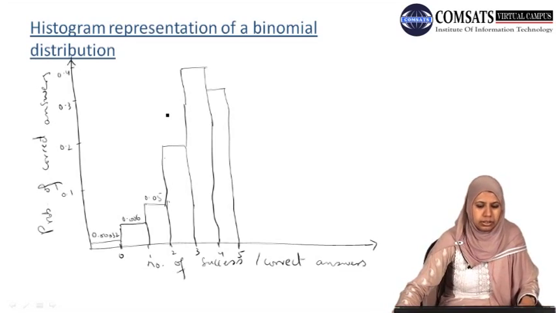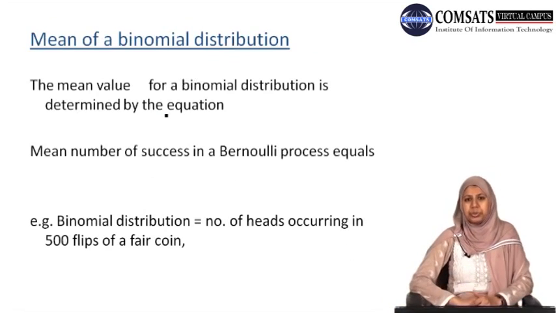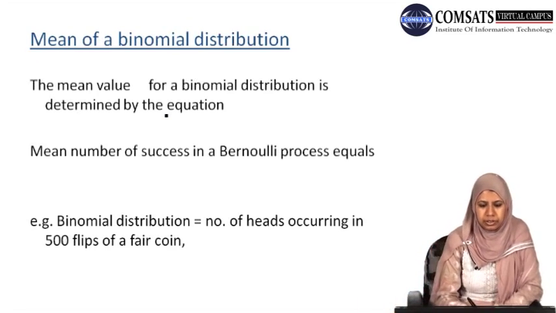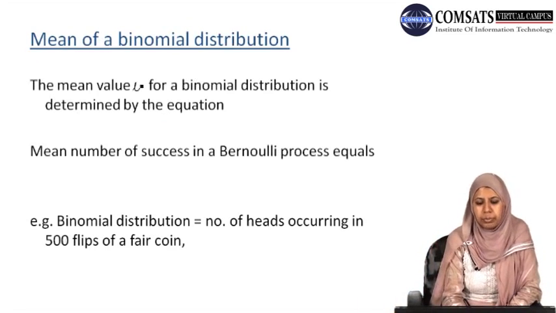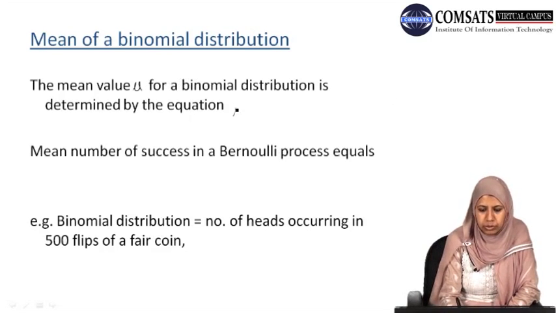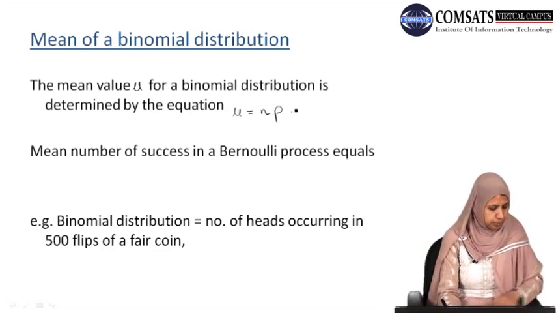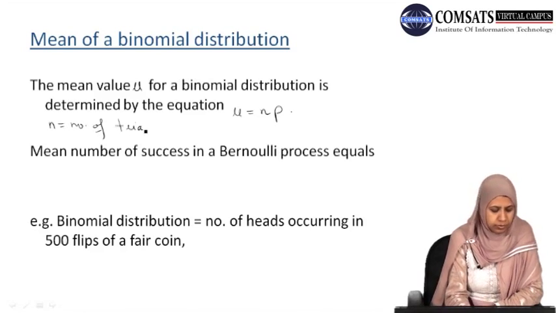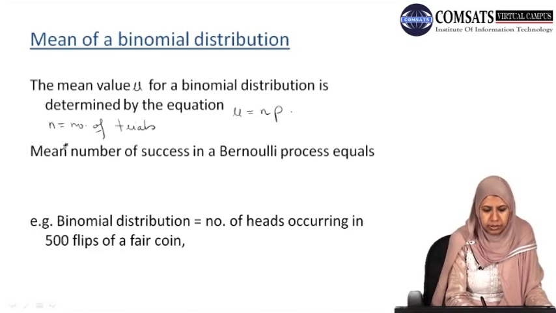Now we define two more things related to this binomial probability distribution: the mean of a binomial distribution and the standard deviation. The mean value mu for a binomial distribution is determined by the equation mu equals np, where n is the number of trials and p is the probability of success.